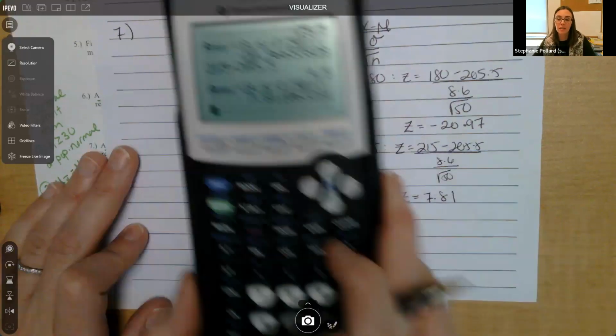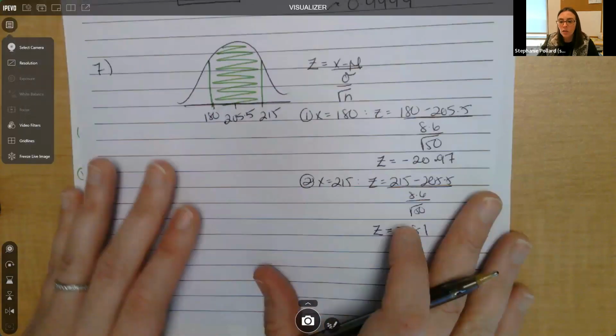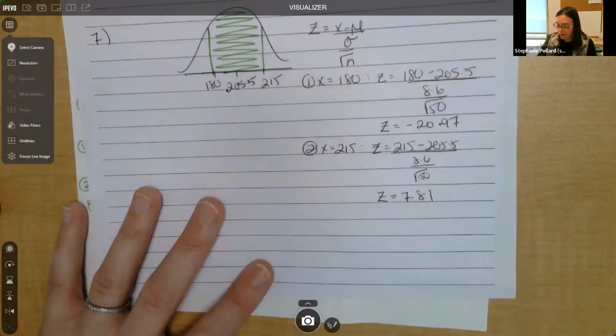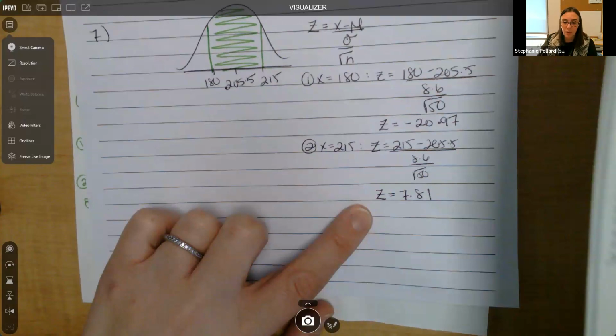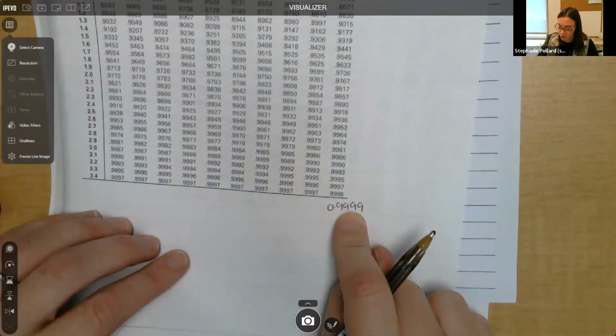So again, these z-scores are really very, very unusual here. So if I'm using my table, again, that upper z-score is really not going to help me that much. I'm going to be using just 0.999 there because I'm way off the chart.